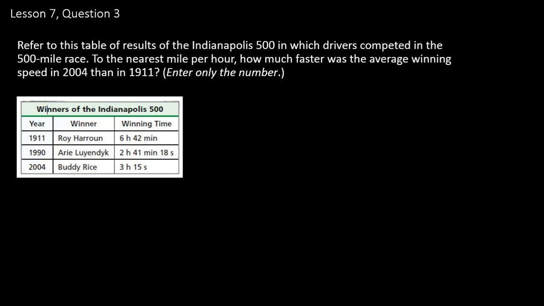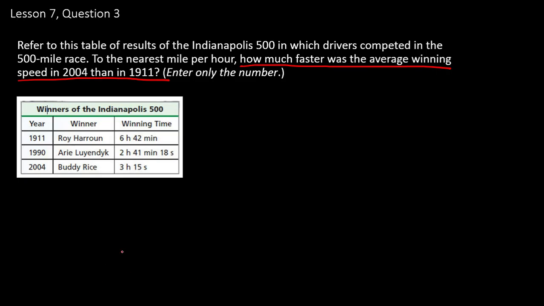Finally, question 3, we're asked to refer to the table of results of the Indy 500 in which drivers competed in the 500-mile race. To the nearest mile per hour, how much faster was the average winning speed in 2004 than in 1911? So let's think about what we're being asked to do. The question is, how much faster was the average winning speed in 2004 than in 1911? So we know we're going to be doing a comparison.